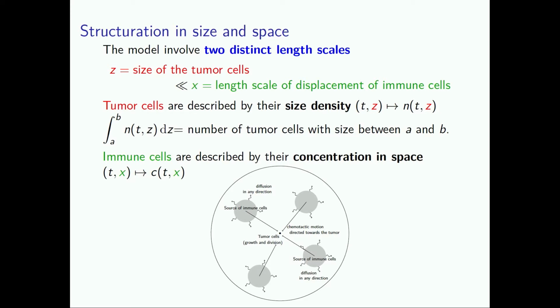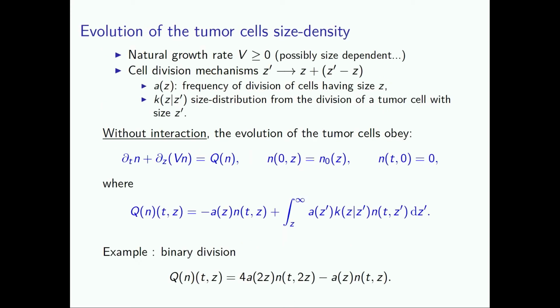And the second unknown is the concentration of immune cells that will be denoted C of t and x, which is resolved by space because they will move by diffusion and chemotaxis. Okay, so now let's write the equation. I start with the equation for the tumor cells.